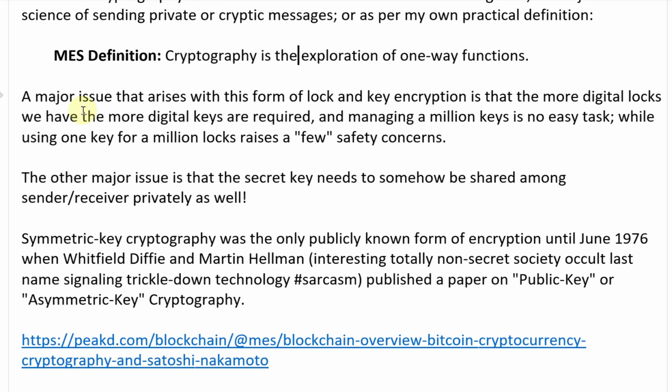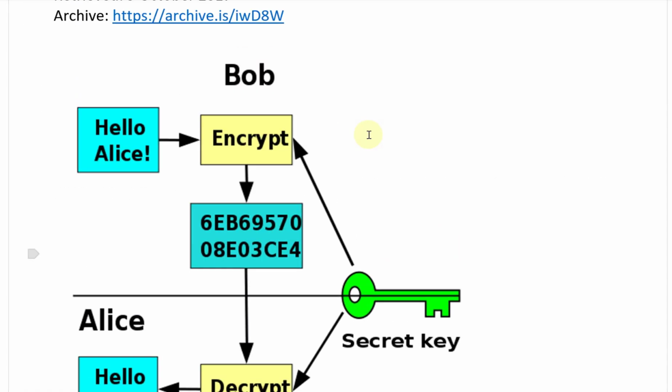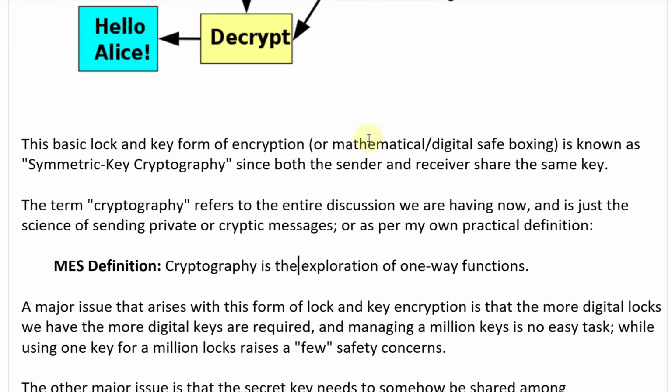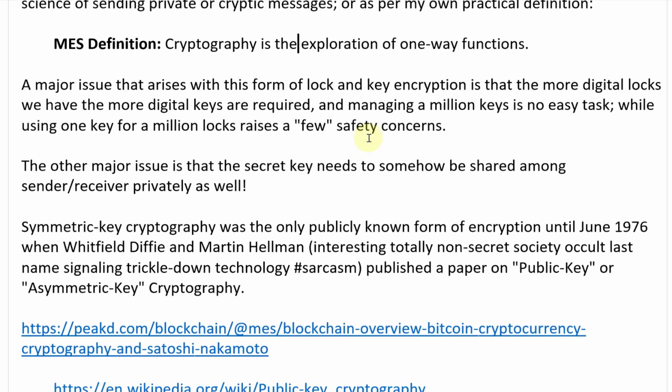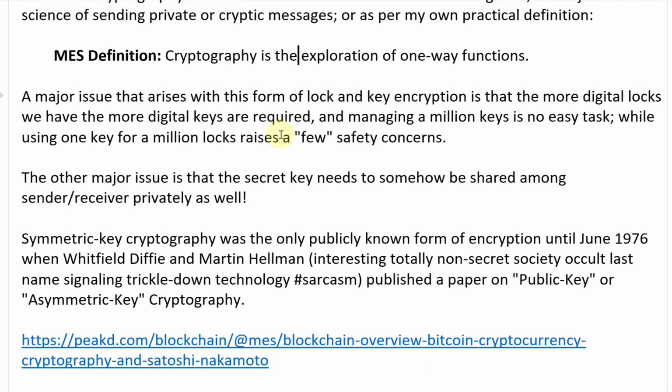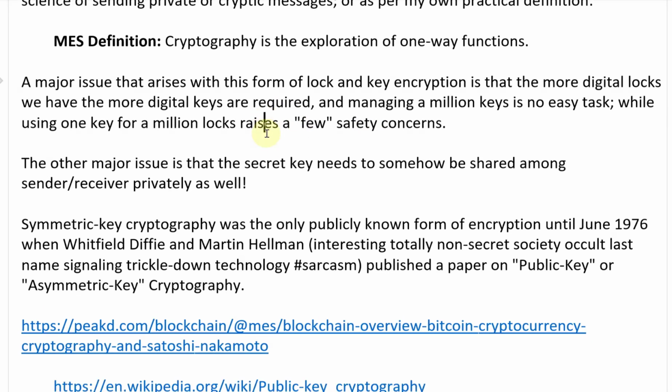A major issue that arises with this form of lock and key encryption is that the more digital locks we have, the more digital keys are required, and managing 1 million keys is no easy task. While using one key for 1 million locks raises a few safety concerns. If you have 1 million boxes all with different keys, it's going to be hard to manage all those keys. But if you have 1 million boxes with one key, then you have to worry about losing that key and then you lose all your boxes, or someone steals it, and now all your boxes are gone.